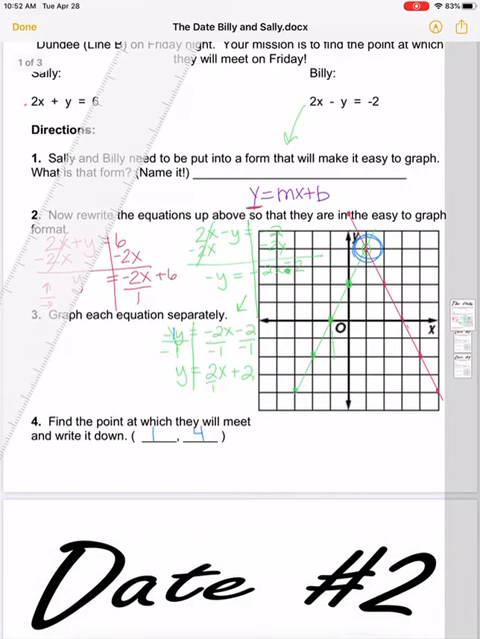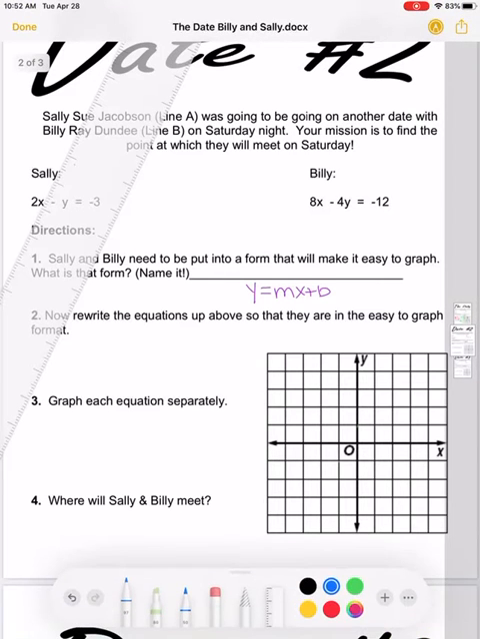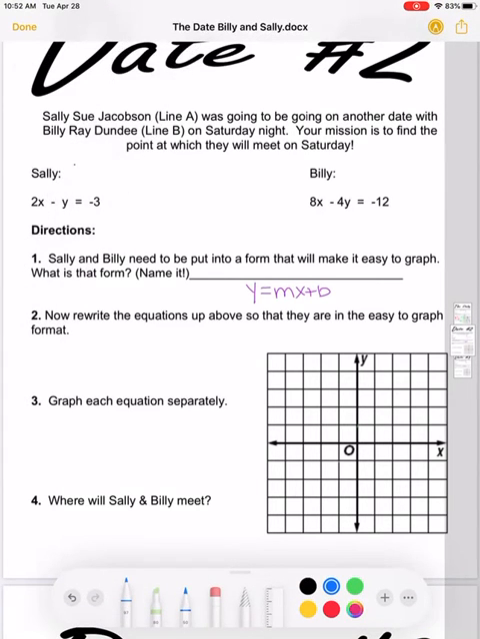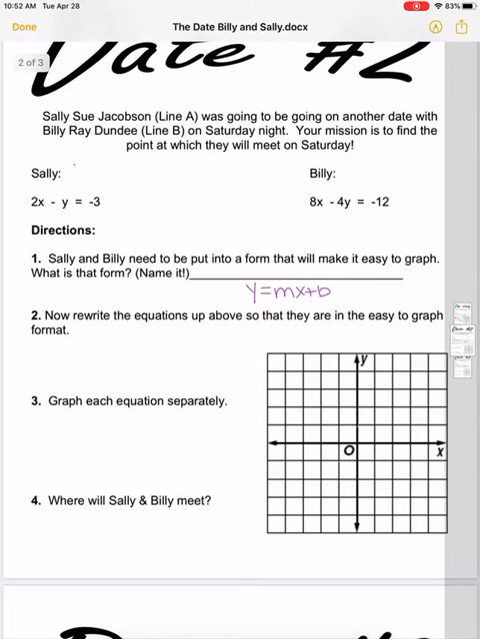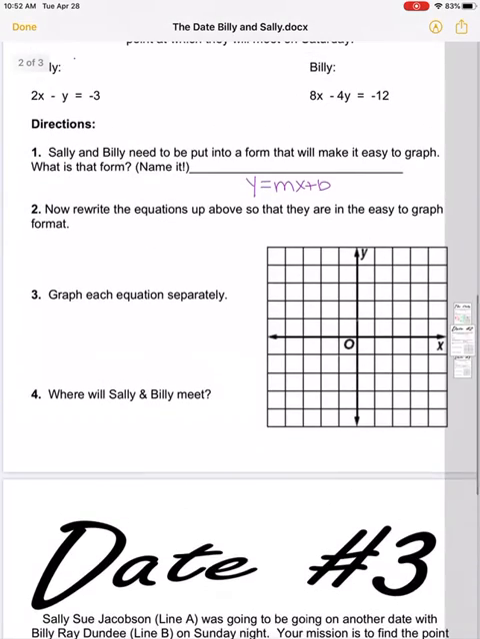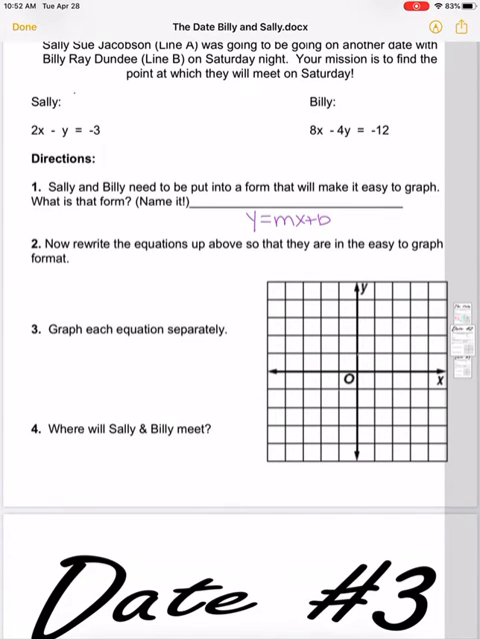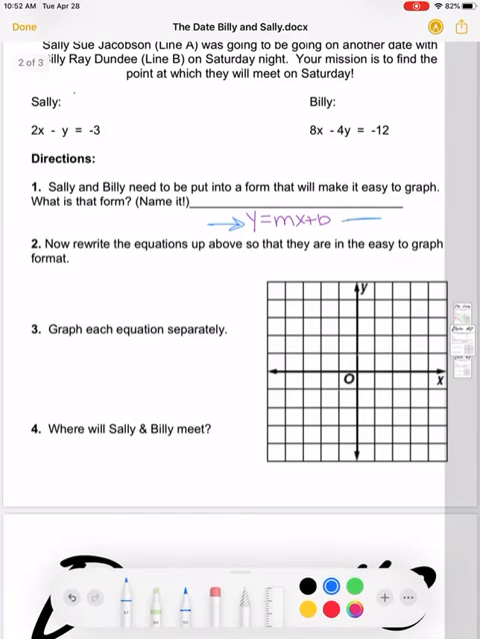Now, as you move on to dates 2 and 3, you will find that you are going to get a different answer. You will not get an ordered pair here. You will also not get an ordered pair down here. You are going to follow the exact same steps to solve Sally and Billy for Y. They should look like this when you are ready to graph them. If you are struggling to graph them, please use Desmos.